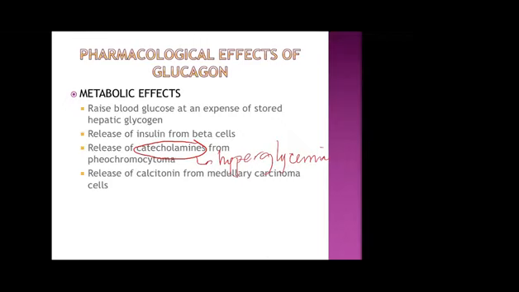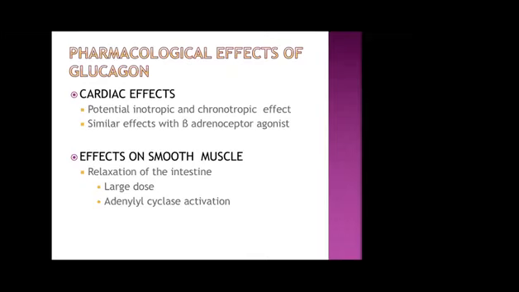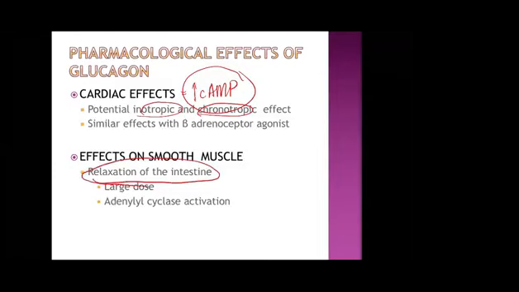Next, release of calcitonin can also be observed with the use of glucagon. Next, cardiac effects. It has positive inotropic and chronotropic effects by increasing cAMP levels. So somehow it has a similar effect with beta agonists. When cAMP levels increase, more calcium will enter the muscle, hence greater and faster contraction. And in the smooth muscles, there is relaxation of the small intestine.